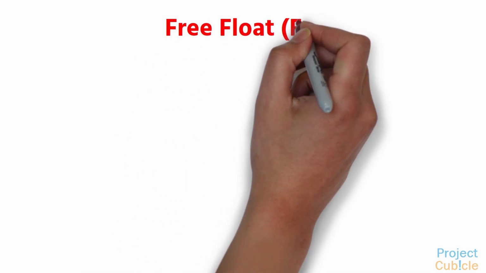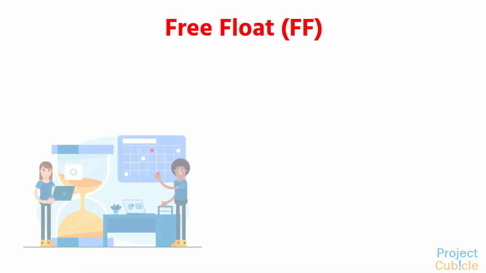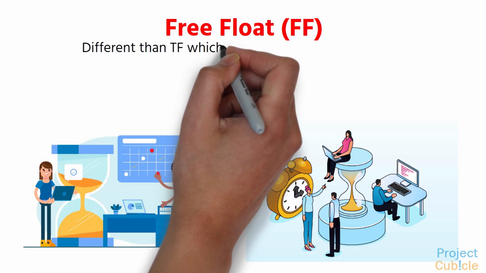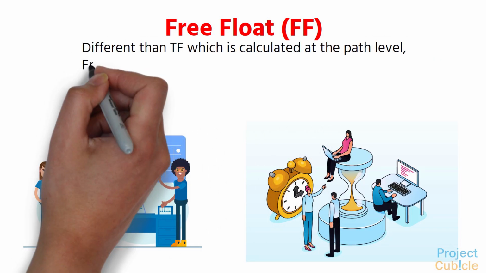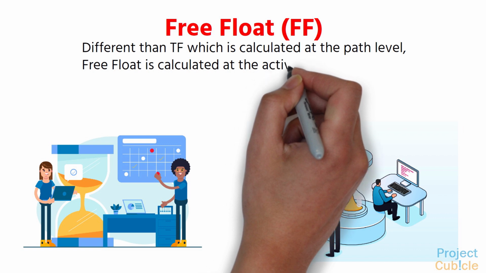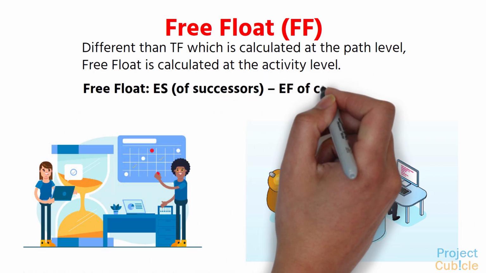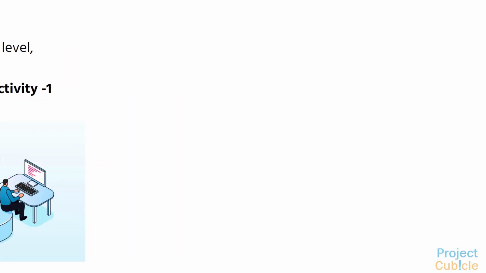Free float. Free float is the amount of time that a schedule activity can be delayed without delaying the early start date of any successor or violating a schedule constraint. Simply, we can say that free float is the amount of time that an activity can be delayed without delaying the early start date of its successor. Different than TF, which is calculated at the path level, free float is calculated at the activity level. Free float = ES of successors - EF of current activity - 1.